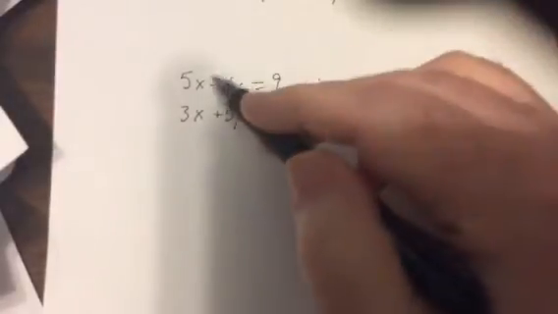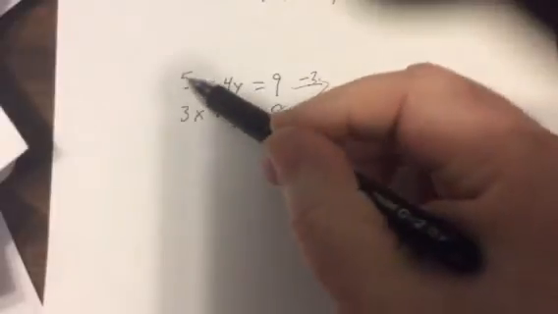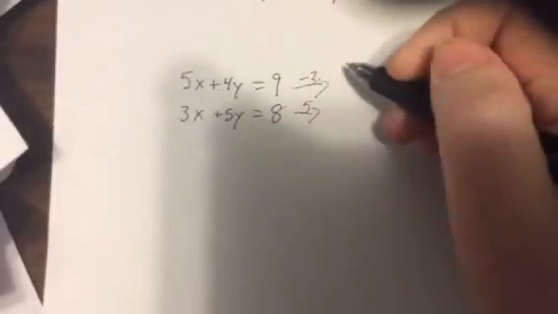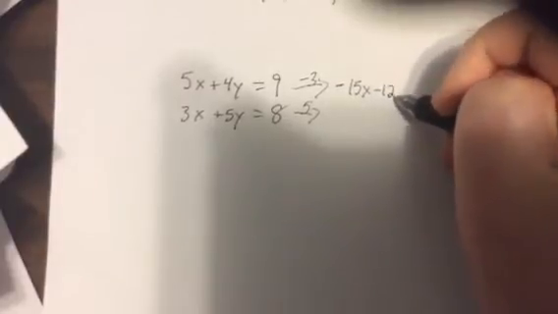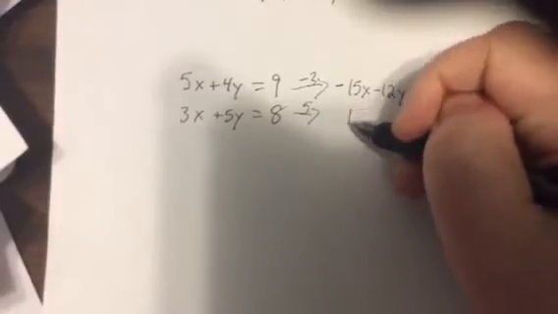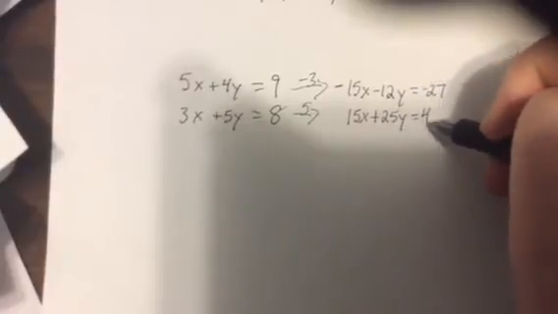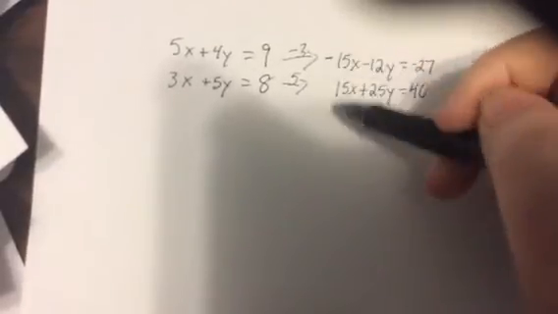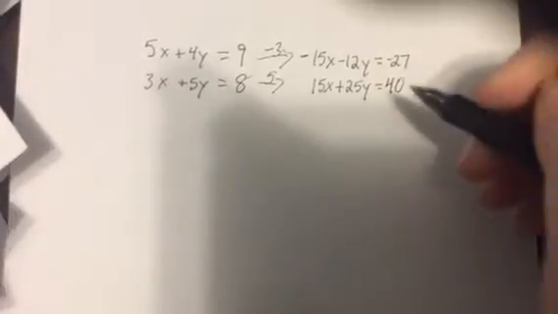So I'm going to multiply this by, I'm going to get rid of the x's this time, I think. So I'm going to multiply this by -3, multiply this by 5. So this coefficient would be -15. This coefficient would be 15. So I'd have -15x minus 12y equals -27. This one would be 15x plus 25y equals 40. Now I add, this drops out. That's the key. One of the variables has to drop out or we have problems.